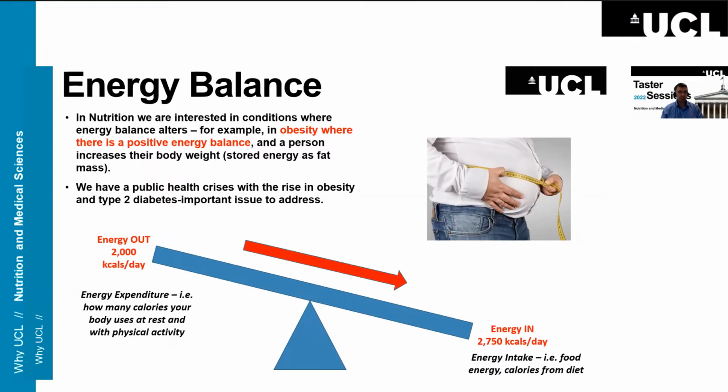And we know, for example, in the UK and in the developing world, we have a major public health crisis with the rise in obesity and type 2 diabetes. So this is just one aspect that we cover during our course. We have a specific module in our second year BSc degree titled Malnourishment and Obesity, where we look at this in great depth.